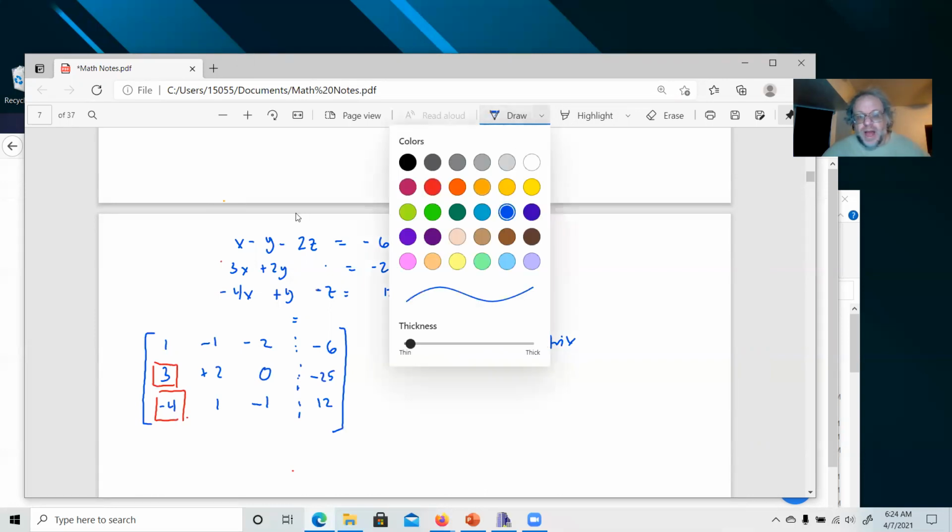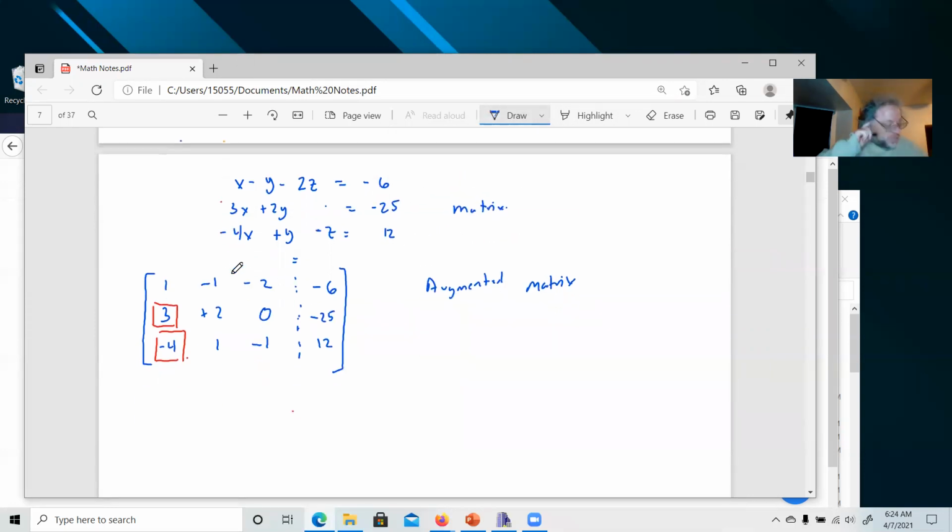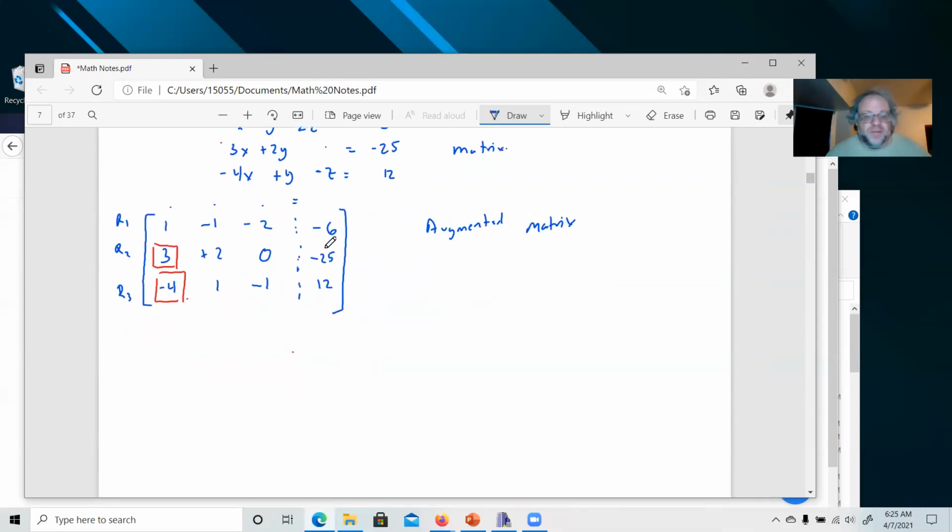So how are we going to get rid of that? Well, what I'm going to do is I'm going to call this row 1, I'm going to call this one row 2, I'm going to call this one row 3. Okay, column 1, column 2, column 3, if you ever get that far. But what I'm going to do is I'm going to take -3 times row 1. Okay, so and this is hard. Make sure you get the right-hand side. -3 times everybody here.